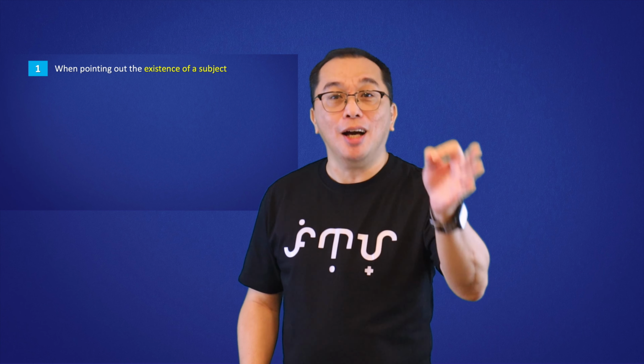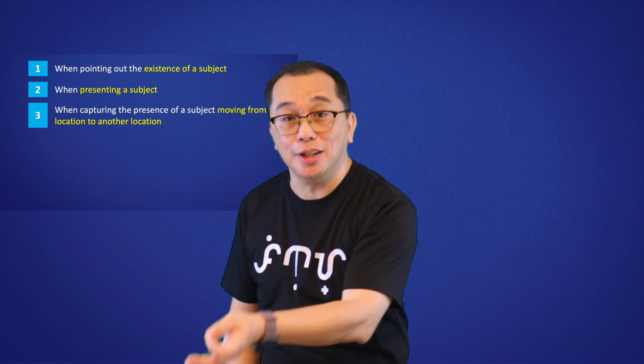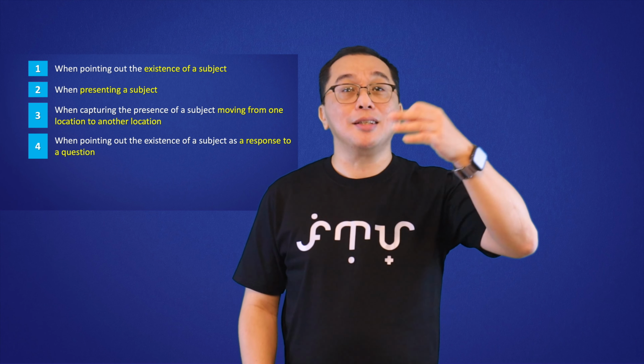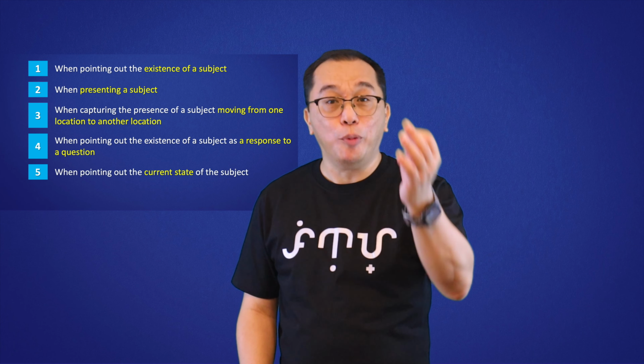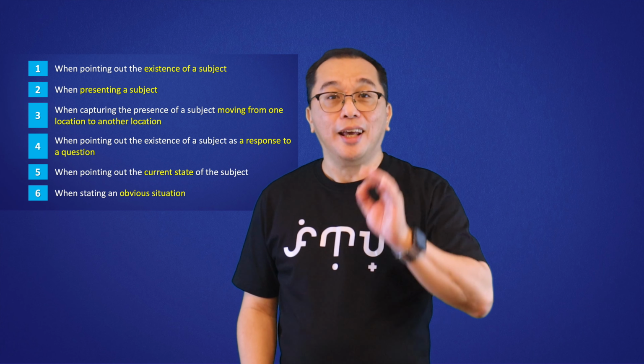Ayos ba? I hope you're grasping how the existential demonstrative pronouns are used when pointing out the existence of a subject, when presenting a subject, when capturing the presence of a subject moving from one location to another location. There are three more uses of the existential demonstrative pronouns, which are when pointing out the existence of a subject as a response to a question, when pointing out the current state of a subject, and when stating an obvious situation. And we will talk about these in the next video.